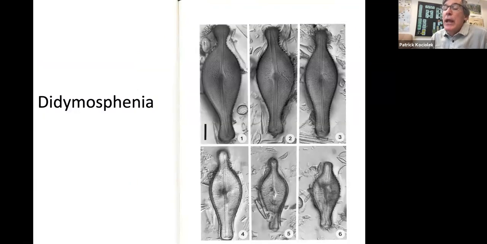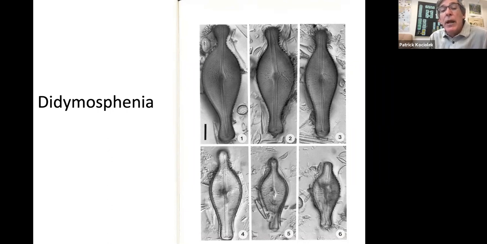So if you look at the biraphid diatoms, the raphid diatoms, you'll find that this symmetry evolved many times. There are two lineages within the cymbelloid diatoms. That's right, I didn't misspeak. Didymosphenia here is a cymbelloid diatom that has secondarily become gomphonemoid.